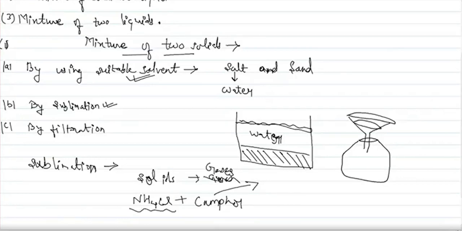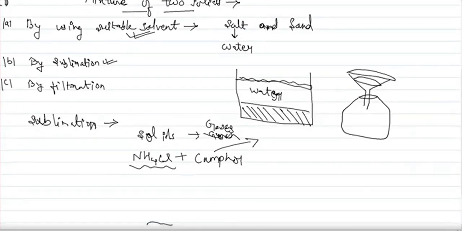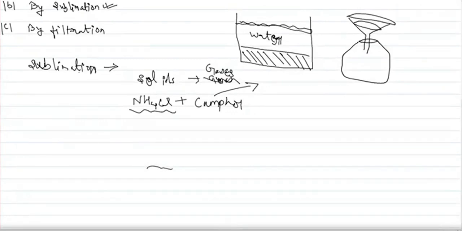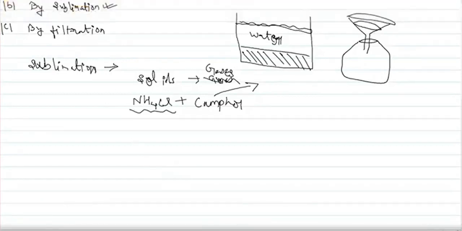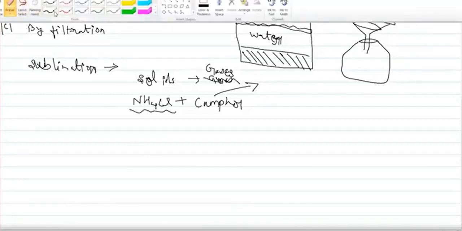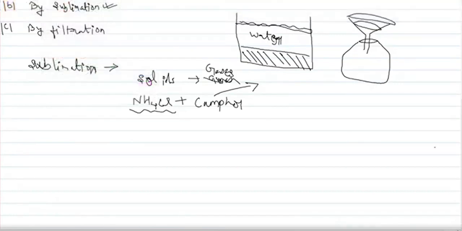Okay, so this is an example for separation of two or more solids by using the method of sublimation. Here we have heated this particular mixture, and after heating we will see that the camphor will be sublimated, and the left out thing will be the ammonium chloride, which was needed here.